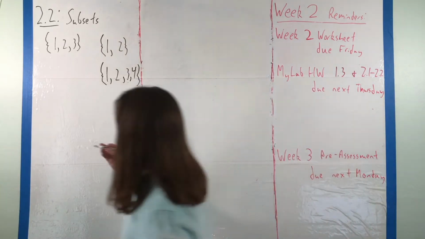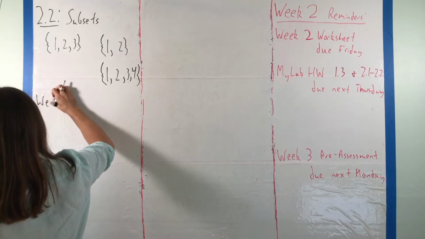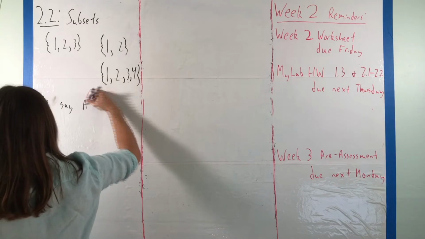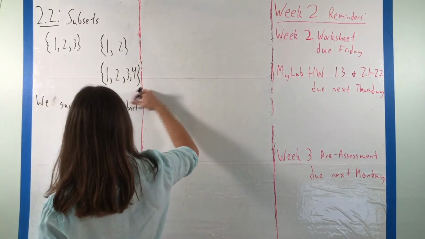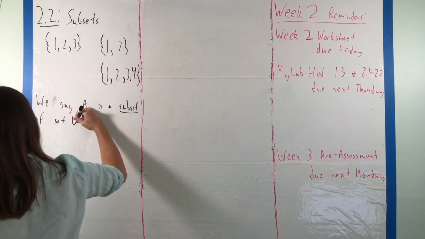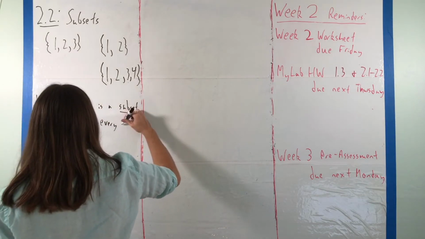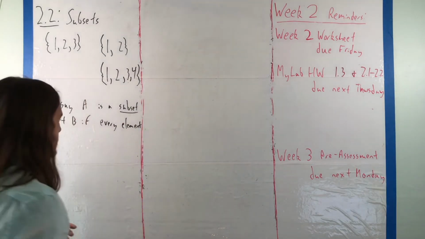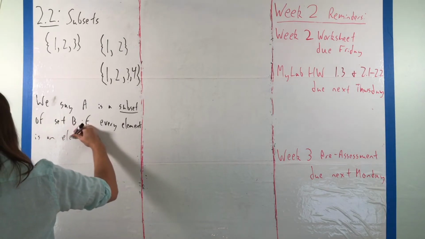So we say that the set A is a subset of set B if every element of A, remember our elements, a fancy way of saying the things that are in there, is an element of B.